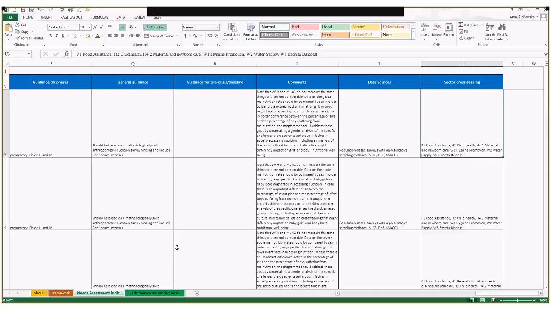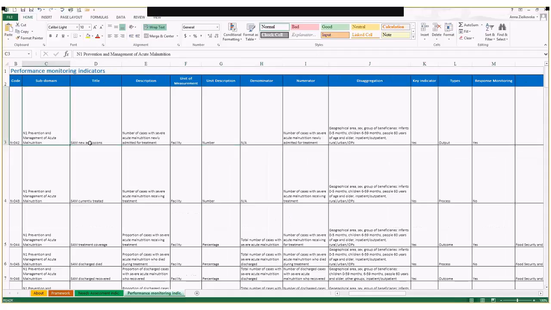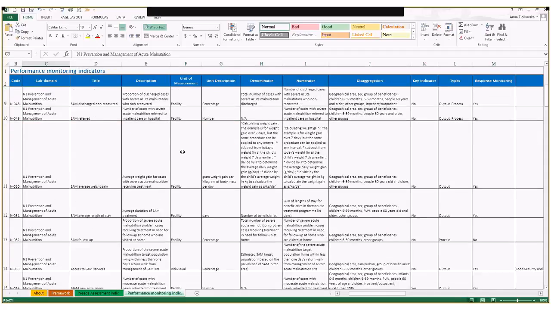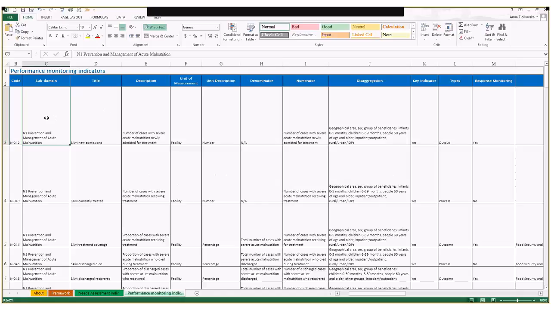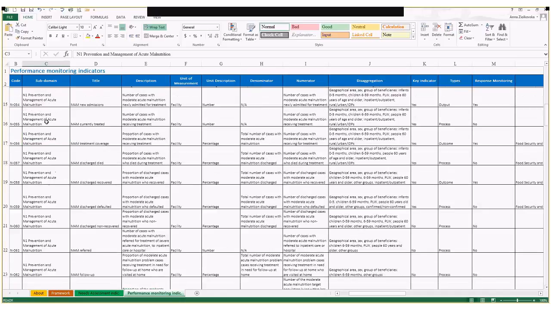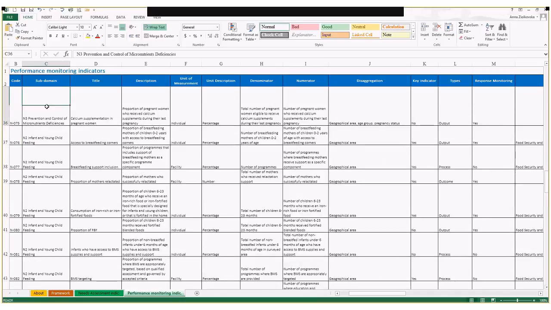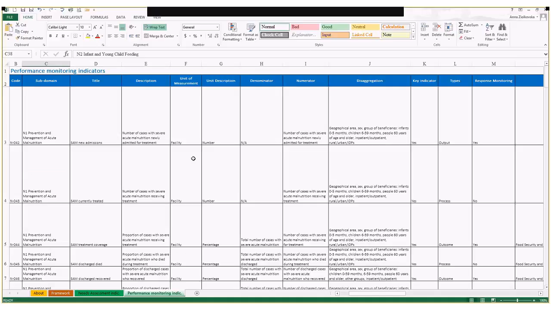The same structure is also applicable for the performance monitoring indicators. And you can see all the performance monitoring indicators here, which are also classified by subdomain: prevention and management of acute malnutrition, prevention and control of micronutrient deficiencies, and infant and young child feeding. So all the indicators in this indicators registry are program indicators for the program interventions. Currently, there are no indicators in the registry to measure other areas, for example, coordination.